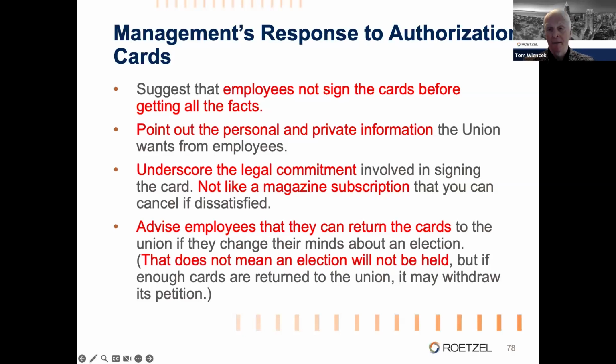And you can advise the employees that they can return the cards to the union if they change their minds, even if they sign the cards. Now, that doesn't mean that an election's not going to be held. But if enough cards are returned to the union, it may withdraw its petition. Because if the union loses the election, they can't come back and have another election, and no other union can have an election within a year from the date of the election. But if they withdraw their petition for an election before the election occurs, they can come back in 6 months. So a union may decide to do that, and that gives you 6 more months to engage in your union campaign.